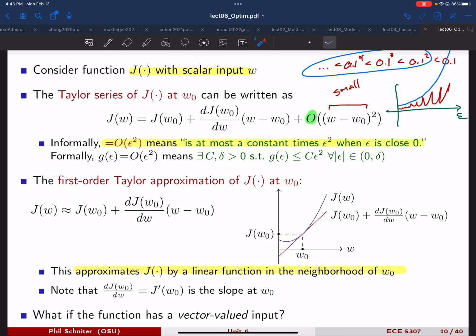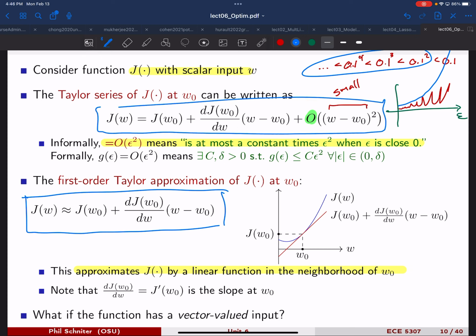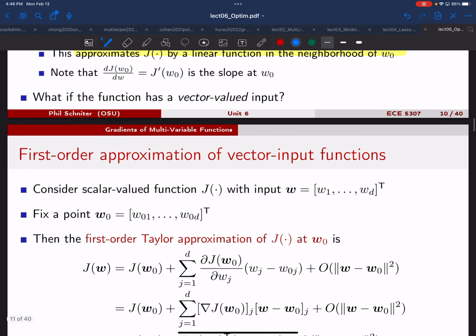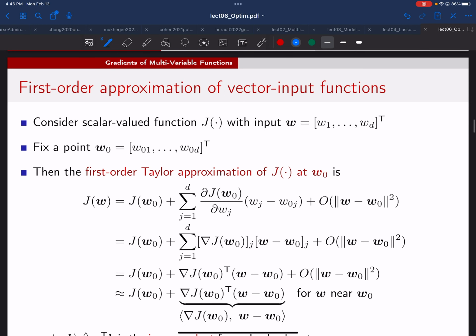Okay, good. So any other questions on any of these ideas? Two important equations, I guess. Okay. All right. So let's repeat the same thing, but now for vector input functions.